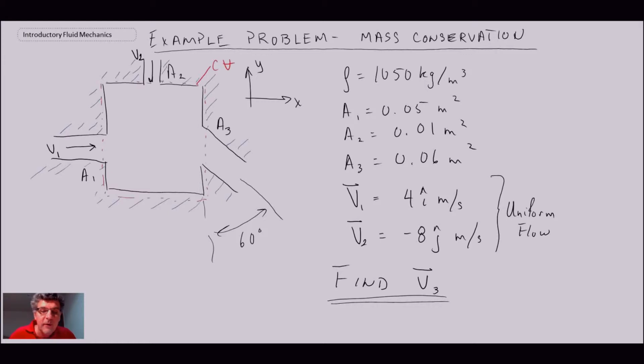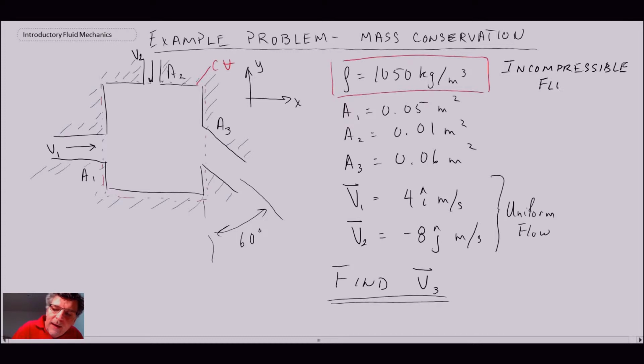So what we're going to do, we're going to go through applying the conservation of mass equation. Another thing to note here is the density has been specified. So that means that we have a case of incompressible flow. And it is steady, but if it's incompressible, the time rate of change term drops out of the continuity equation anyways. But that is the problem. Let's work through it and work on finding V3.